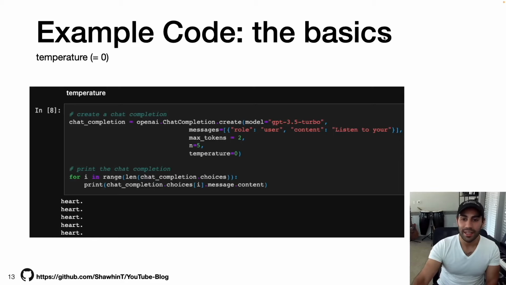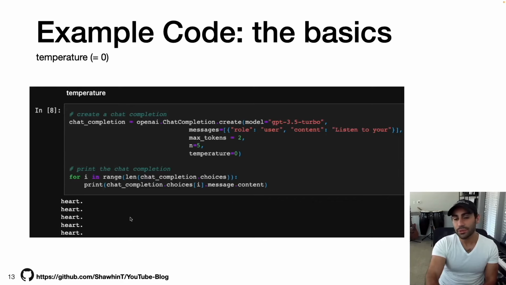To see what this looks like, we have the same exact API call from the previous slide, but now we're setting the temperature equal to 0. So we're making this very predictable and deterministic. And lo and behold, we get the same exact thing for all 5 responses. Heart period, heart period, heart period. Basically, this is the most probable 2 tokens that will follow the text "listen to your".